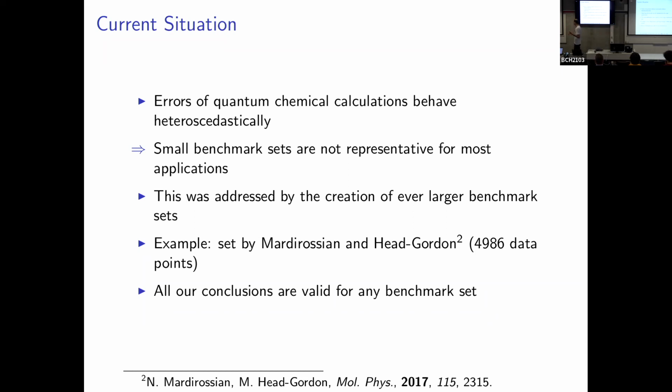One example is the one that Marty Rossian and Ed Gordon published in 2017. It has about 5,000 data points, right? And it includes a really broad set of properties like atomization energies and reaction barrier heights and so on and so forth. One point that I would like to mention here is that my conclusions, I think, are valid for any benchmark set. I use that one specifically for my work simply because this data is available in an easy way and is straightforward to work with. But in principle, you could take any other benchmark set and you would arrive at the same conclusions.